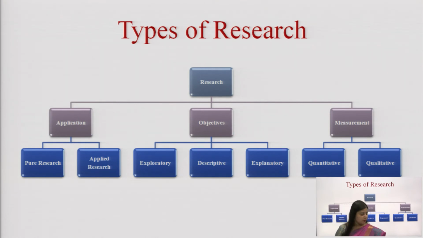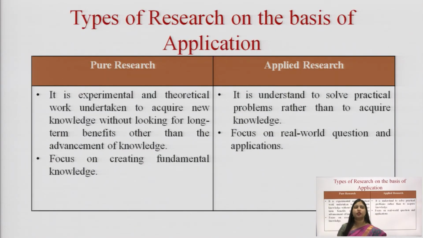Now we start with the first basis, which is on the basis of application. On the basis of application, research is pure research and applied research. Pure research is experimental or theoretical work undertaken to acquire new knowledge without looking for long term benefits other than the advancement of knowledge. Pure research is basically focused on gaining knowledge, creating new knowledge, finding new knowledge. It is a very raw form of research.